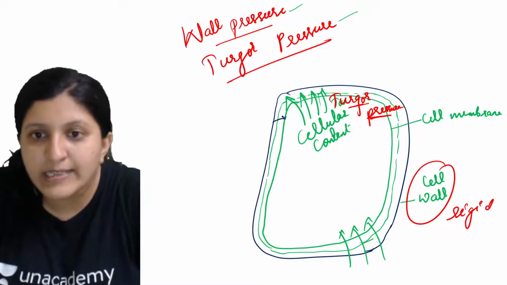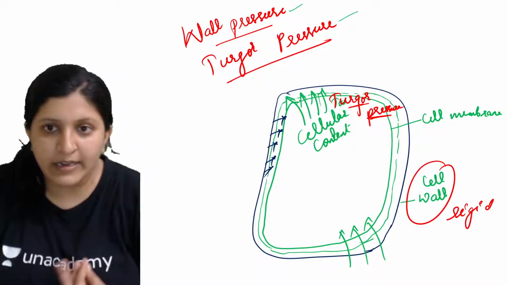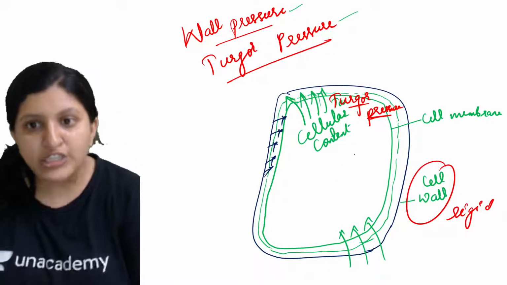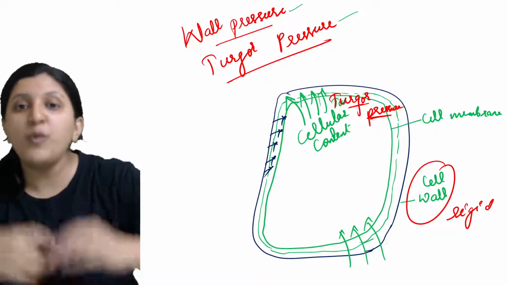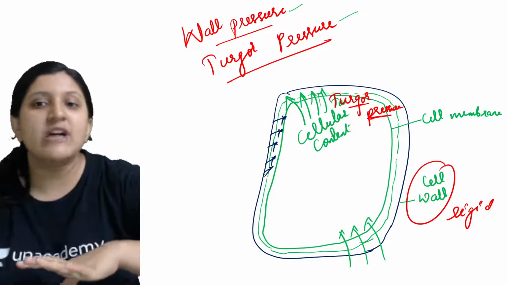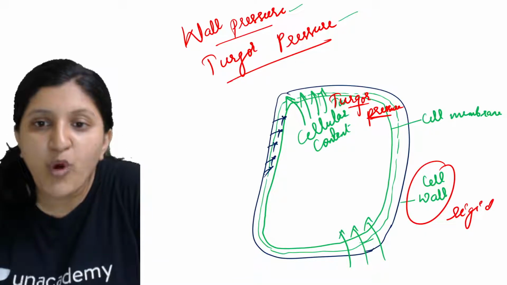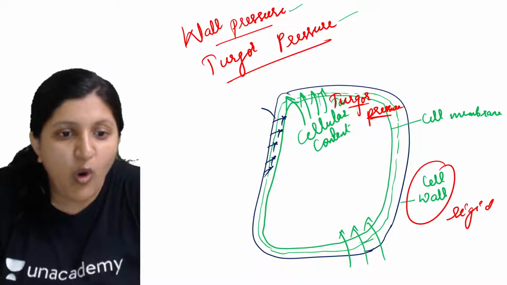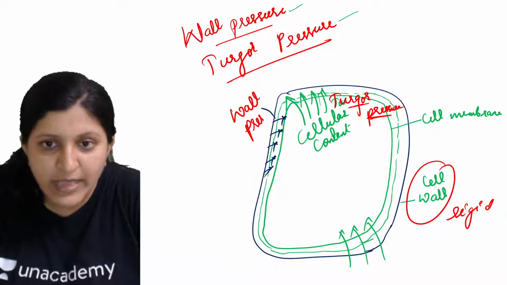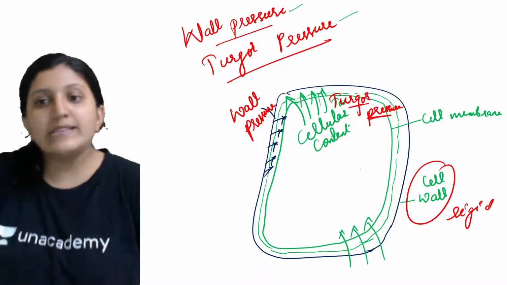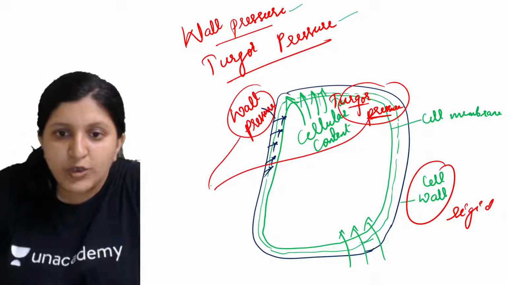So the cellular content will try to put up pressure on the wall, and the wall is exerting a pressure on the cellular content, so that no more water entry is there. If the wall pressure is not there, this cell can burst open. So here the wall pressure is maintained. The cell wall is exerting a pressure on the cellular content, and that we call the wall pressure. In this case, the turgor pressure and the wall pressure both need to be balanced.